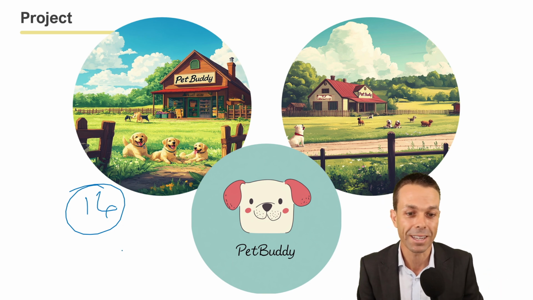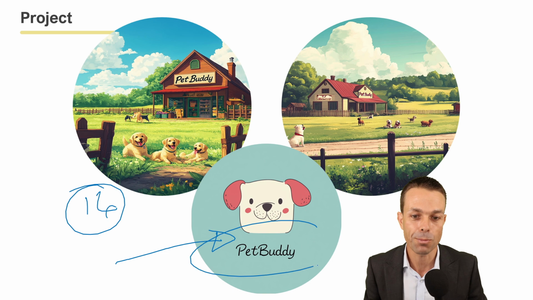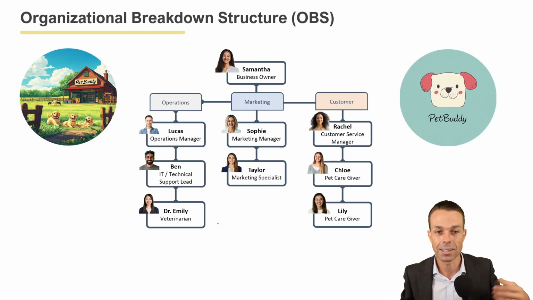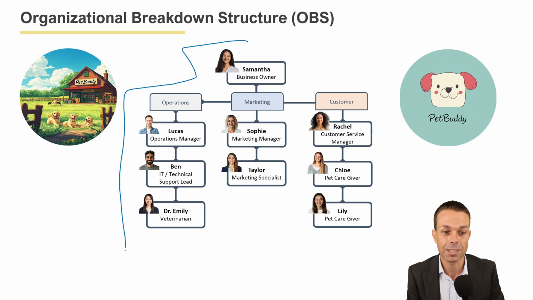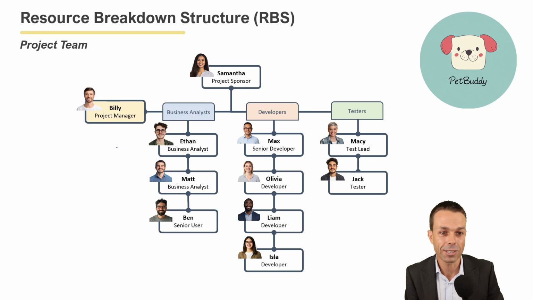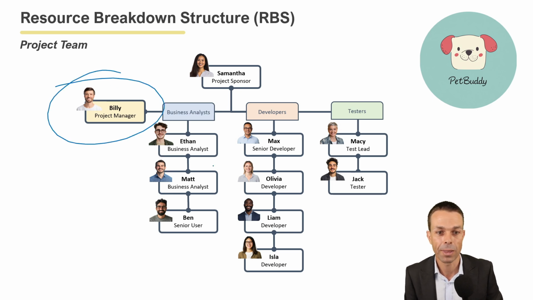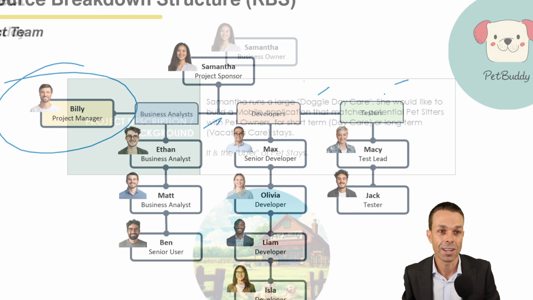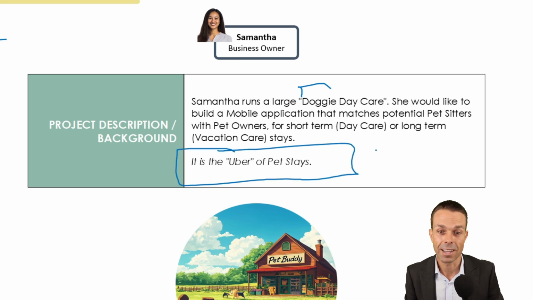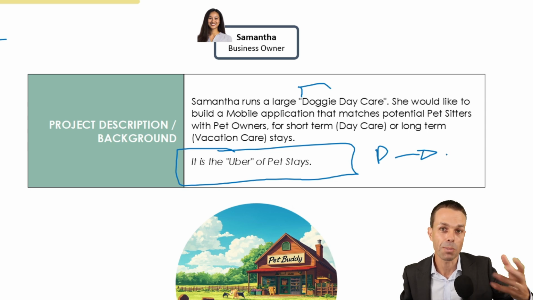If you've been following from the beginning, we've been going through a project called Pet Buddy, and we're using all of these tools to manage this project. These are all the people in the Pet Buddy business that we're working with, Samantha as the business owner. And here are all the people in the project that we're working with: Billy, our project manager, business analysts, developers, and testers to create the Pet Buddy mobile app for the large doggy daycare that Samantha owns. And she wants to create the Uber of pet stays. So for pet vacation stays, either on a daily basis or if people are going away, they can leave their pets at this pet daycare.